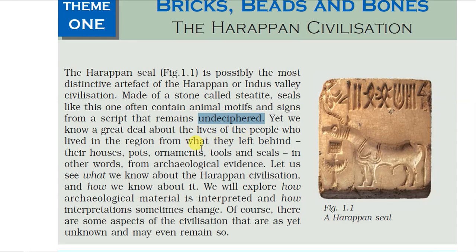Now, other sources for knowing and reconstructing the Harappan civilization are the houses, the pots, the ornaments, their tools, their seals. All of these are sources for us to understand the Harappan civilization, right? And as you can see, we will explore how archaeological material is interpreted and how interpretations sometimes change.